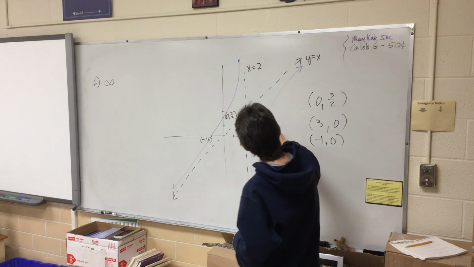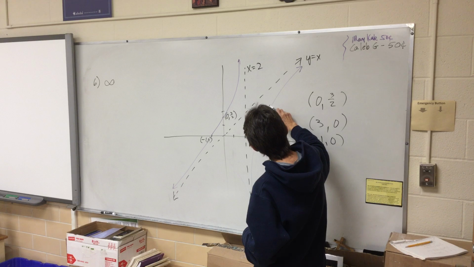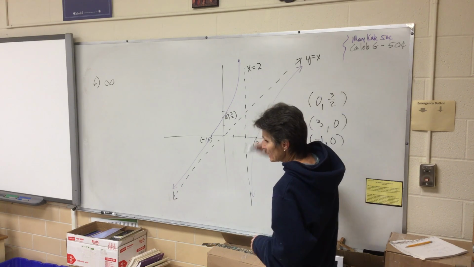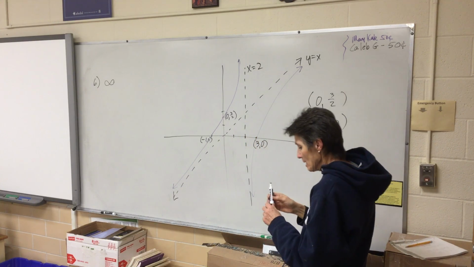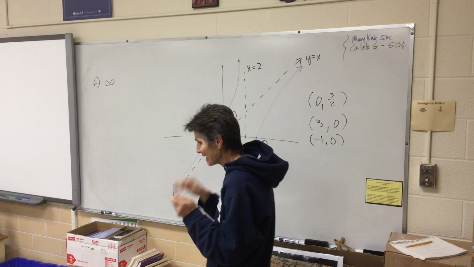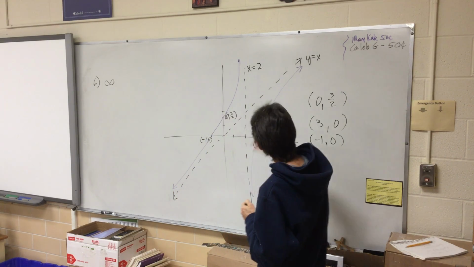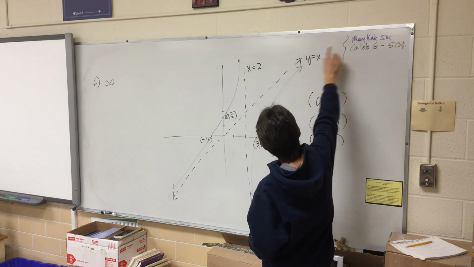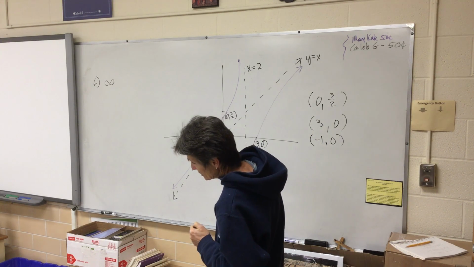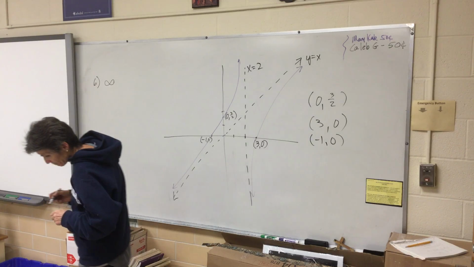As you start marching to the right, every step you take, that thing just keeps getting bigger and bigger and bigger. When we had a horizontal asymptote, it kind of had a cap on it. This is not going to cap it. This is just going to let it keep going bigger and bigger and bigger.